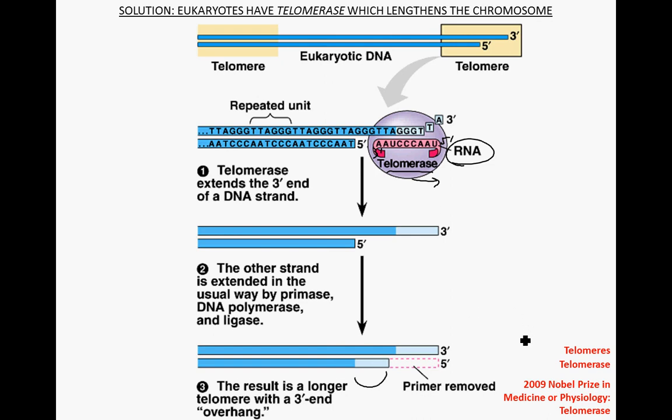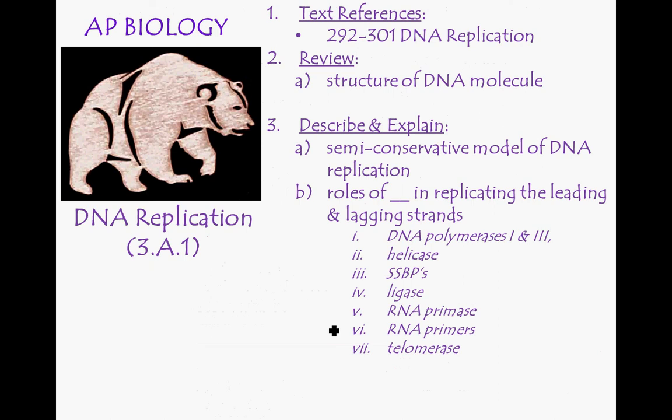And again, I would recommend watching those animations. Okay. So that is a lot of information, and you want to be able to watch this, listen to this maybe again, watch these animations, and describe the roles that DNA polymerase 1 and 3 play. What does the helicase do? These are single-stranded binding proteins. What is the job of the ligase? Describe the role of RNA polymerase and the role of RNA primers in replication, and then a little bit about the telomerase enzyme.